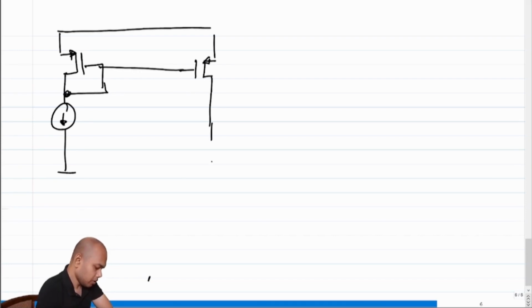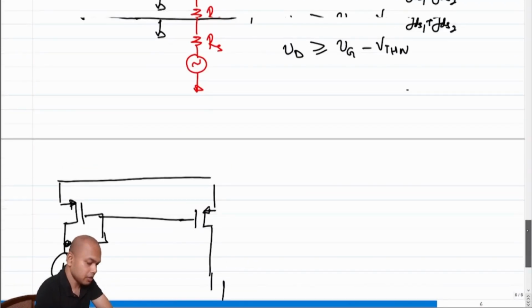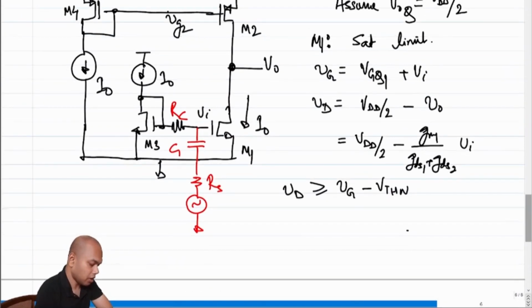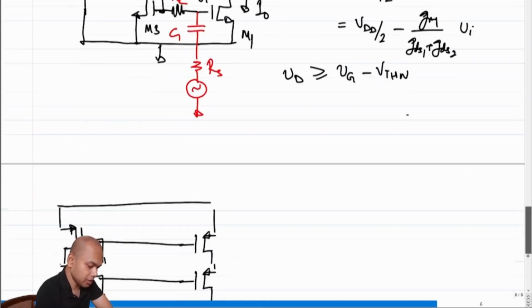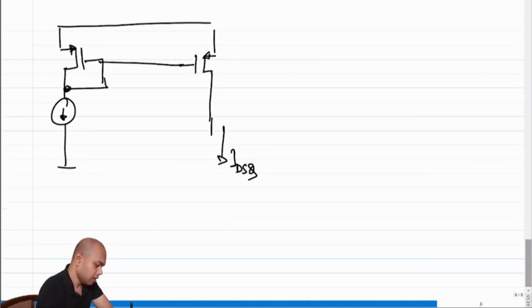Right, so we know that this quiescent current is IDSQ. IDSQ is equal to what? IDSQ is equal to I naught, because we have a current mirror which is setting it to I naught. So what will be the condition for M2? This is the IDSQ current, which is equal to I naught.